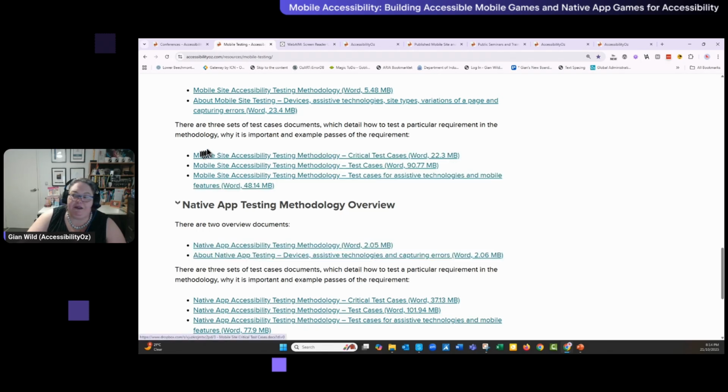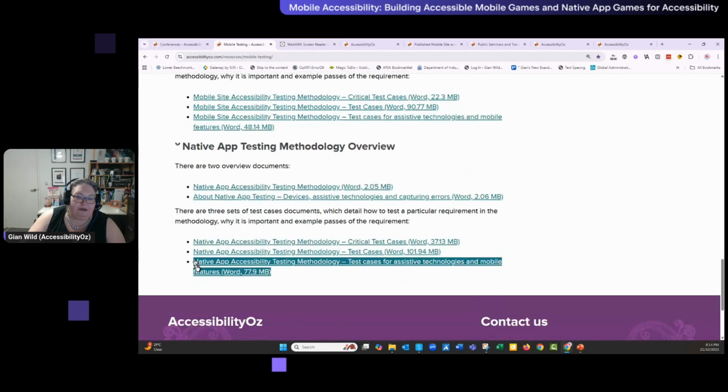And then you have the 3 documents that have the methodology in much more detail. So you have a document on critical test cases, a document on test cases, and then assistive technology test cases, once again for mobile sites and for native apps.